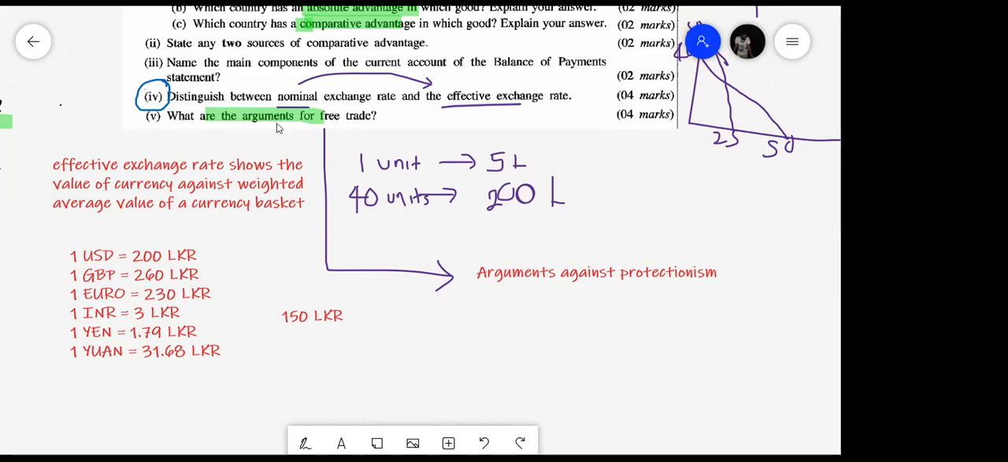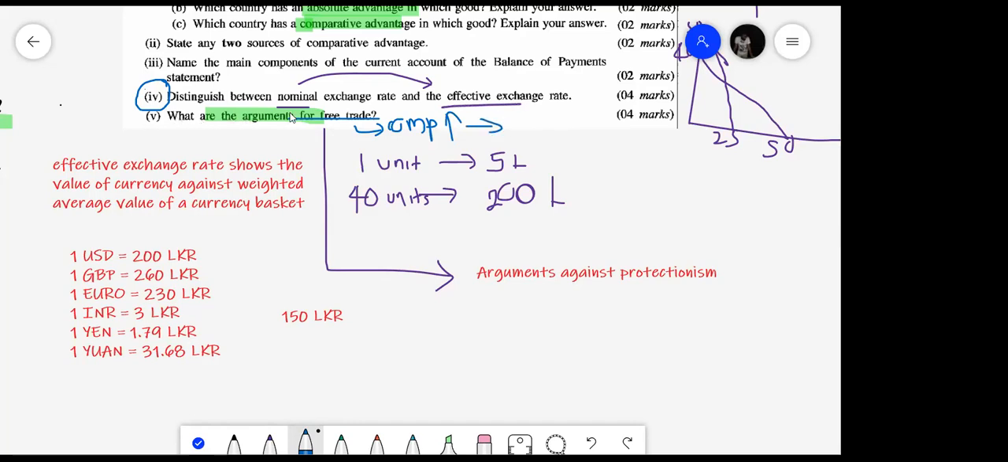Yes, you can say it helps with specialization. Because of free trade, you can say the quality of the goods increase, not decreases. Now you can say the levels of competition increase. So competition increases as a result. What happens? The quality of the goods increase. Then you can say there will be a flow of technology.